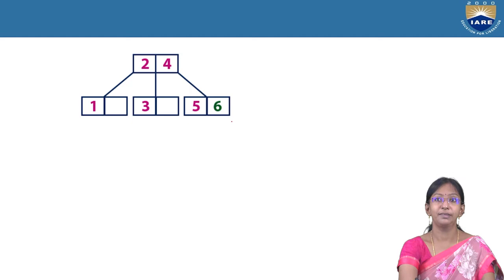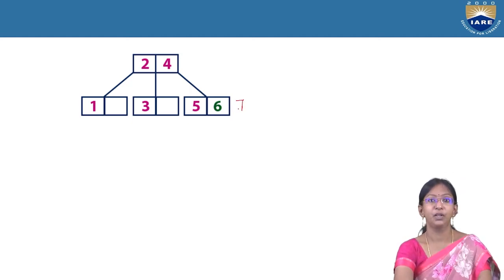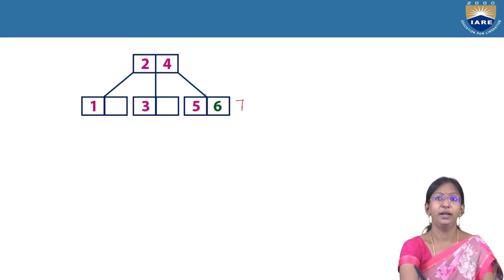Now, you have to insert 7. This is the right position of 7. Can this node accommodate 7? No, it cannot accommodate. Then what you are supposed to do is set 6 to its parent section. So, 2, 4, 6 is the right order.